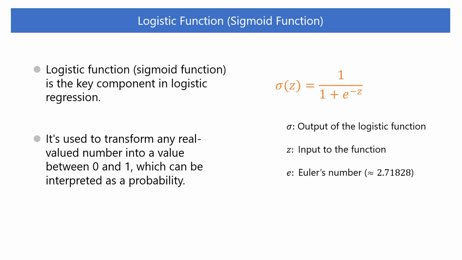Let's see the formula of logistic function. Here, sigma z represents the output of the logistic function. Z is the input to the function. E is Euler's number, approximately equal to 2.71828. Let's understand each component in more detail.